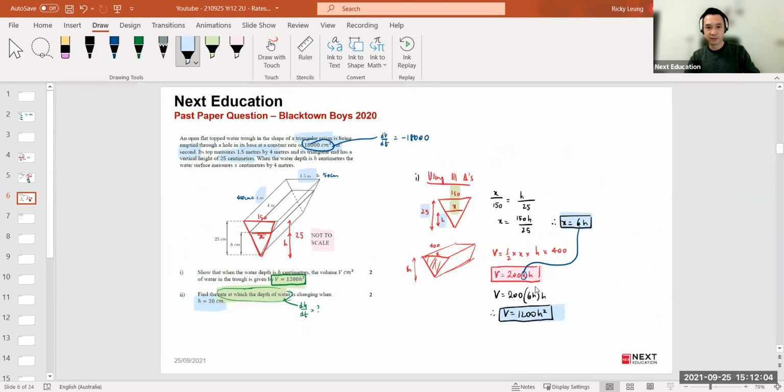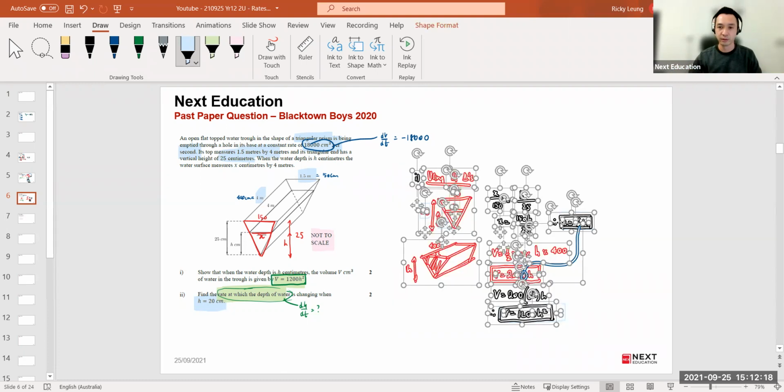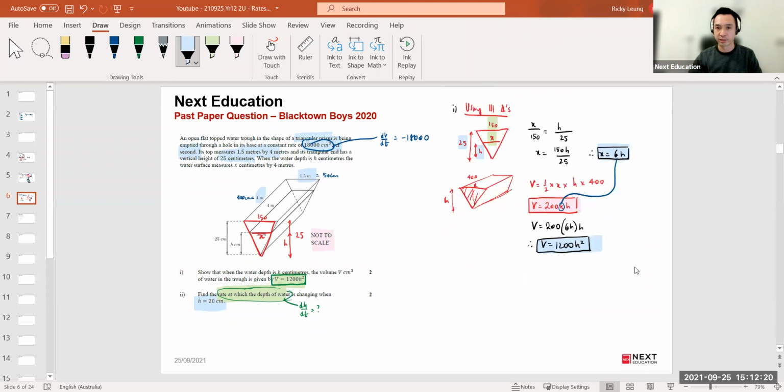Now, I say this always to my students, right? If this was a test, if you couldn't do part 1, if you couldn't do this bit, use V equals 1200h squared to do part 2. Don't leave out part 2 just because you can't do part 1, right? So let me put that there.